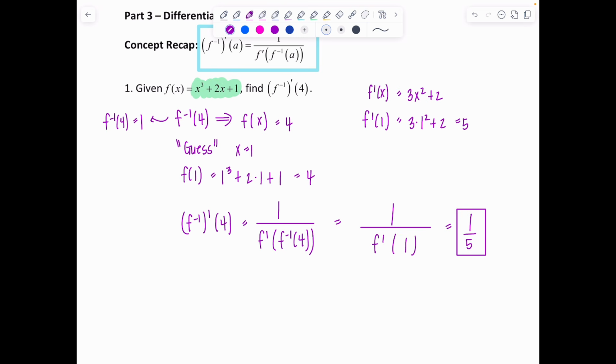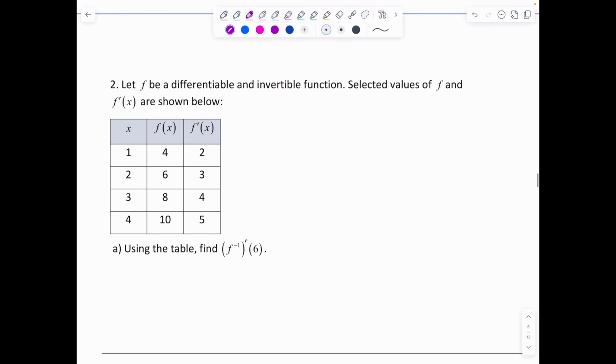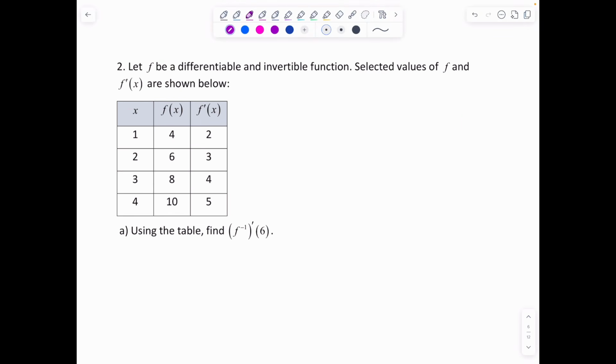Ooh, of course, you know they're going to ask you to do some with a table. Oh yeah. Let f be a differentiable and invertible function. Selected values of f and f prime are shown below. Using the table, find f inverse prime of 6. This should make you less nervous. You don't have to guess.